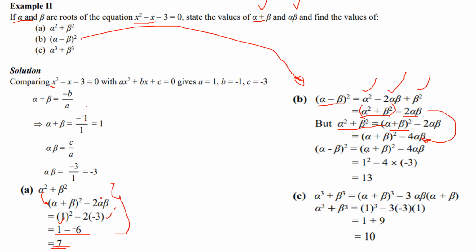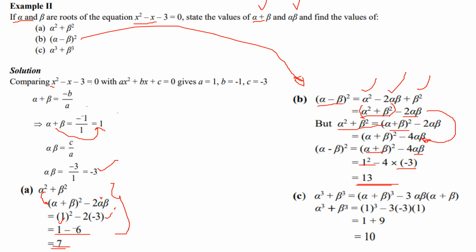So for alpha plus beta, we already have that mark. For alpha plus beta, we got 1. So you substitute for 1. And for alpha beta, which is product of roots, we got -3. You substitute for it. So you remain with 1 squared plus 12, because -4 times -3 gives +12. So you remain with 1 plus 12 to get 13.